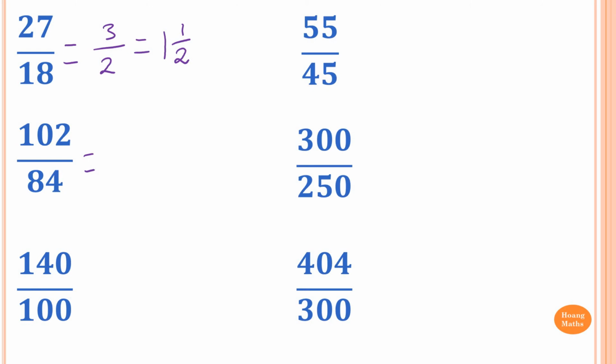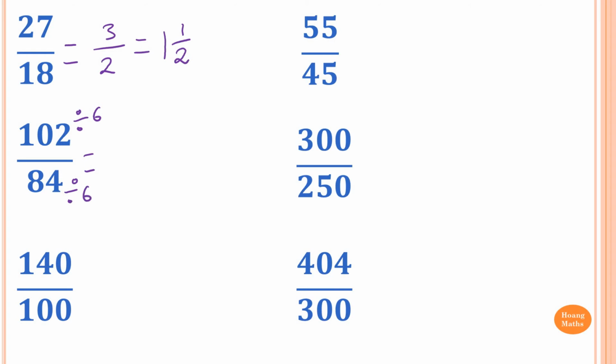102/84, both are divisible by 6. Now if you're not sure, of course you can see that both are even numbers. You can halve it. So you can either divide by 6 or you can just keep on halving until you cannot simplify it further. So I divide this by 6 and then the bottom divide by 6 as well.